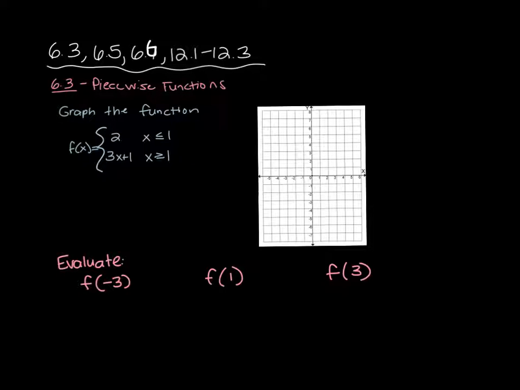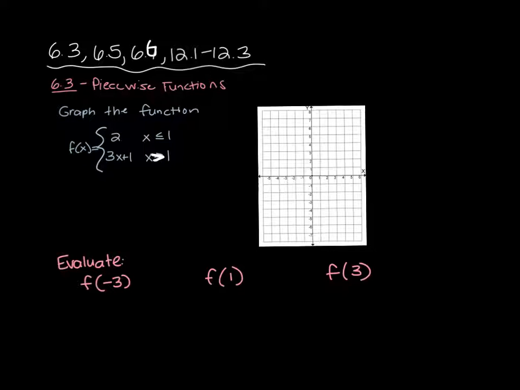So the piecewise functions are the ones that look like this. The f of x is defined differently for different values of x. For this one, f of x equals 2 if x is less than or equal to 1, or 3x plus 1 if x is greater than 1. You can't have an overlap there because it would fail the vertical line test. It can't be the same dot.